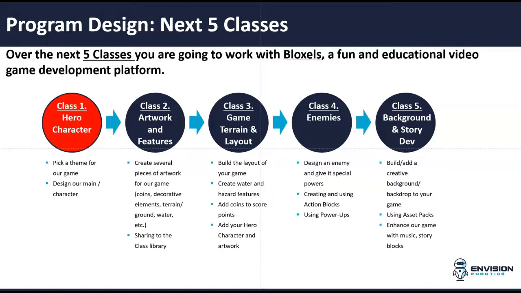Class 4, enemies. What goes into great enemy design? Why are enemies important in games? They will also use the editor to create an enemy, and they can also use what's called the character lab to be able to give it some special features. Now you can have multiple enemies in your game, each with different capabilities, which makes the game a lot more interesting. And last, on class 5, it's about the background, making sure that our story around our game is tight.